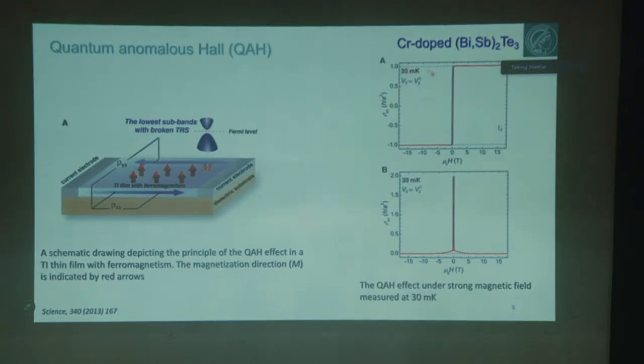But this phenomenon only appears at very low temperature. We can see here 30 millikelvin is where it is recognized. When we increase the temperature, all these thermal gradients and thermal excitations dominate, and we deteriorate the surface properties of this quantum transport.